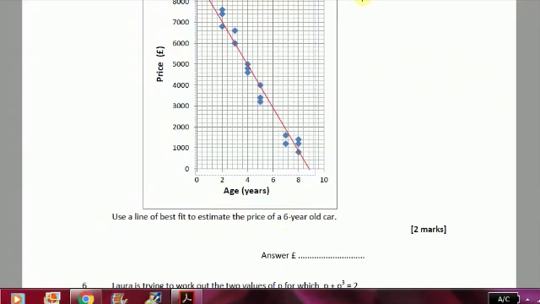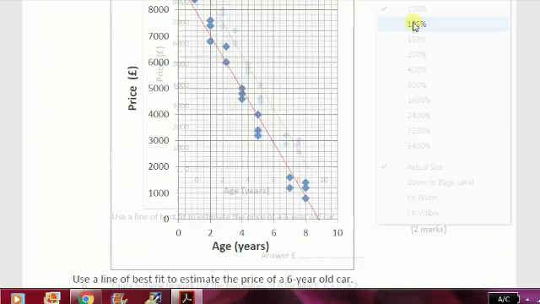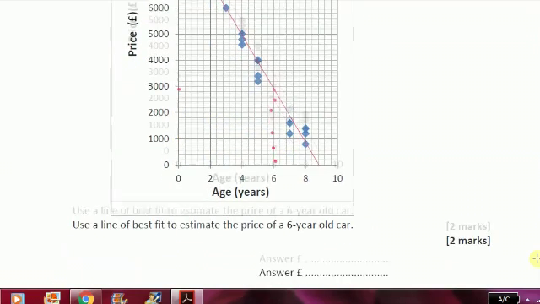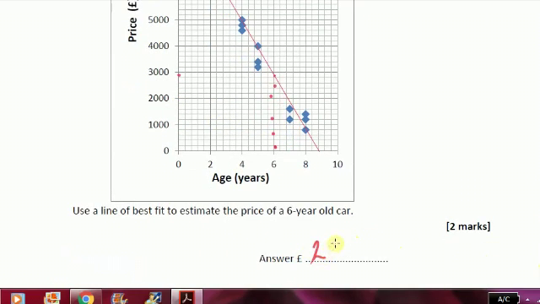So we just have to look up 6 on our graph. Let's zoom in a bit, make it more accurate. So age is 6, go up to the graph, and then across, I come to about there. It's between 2,800 and 3,000. So I'd say 2,900 would be a good estimate. But we can't be certain, of course. It is an estimate.